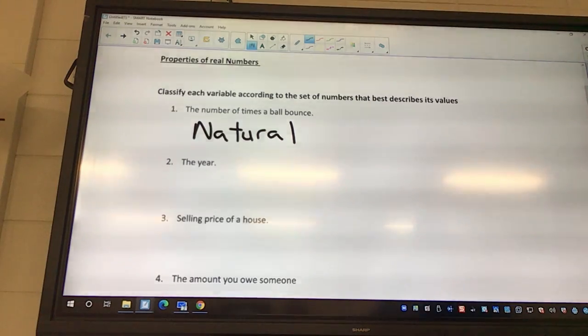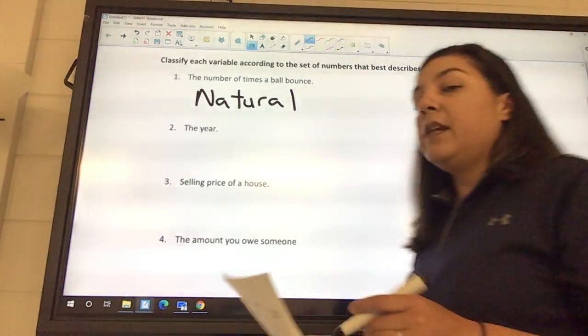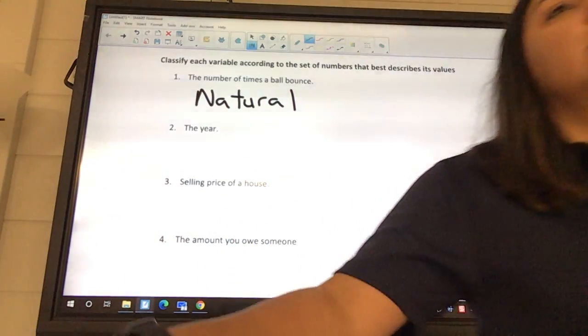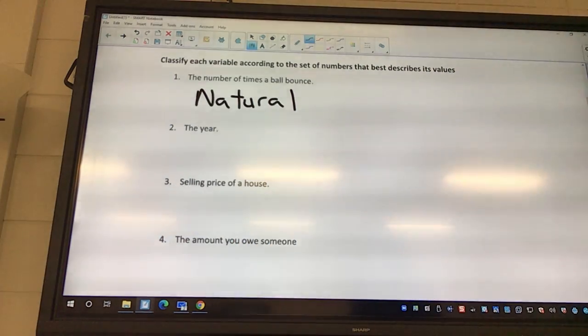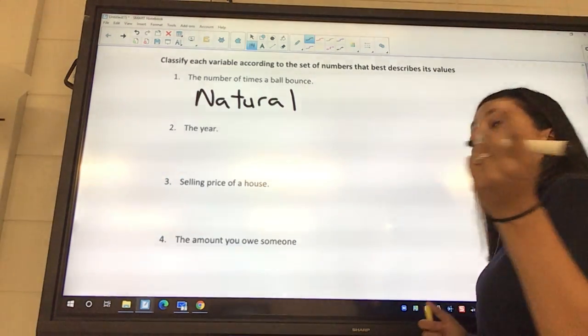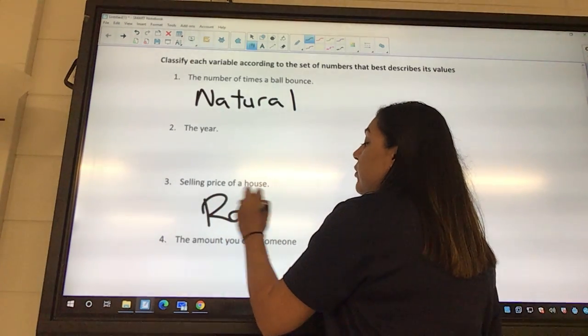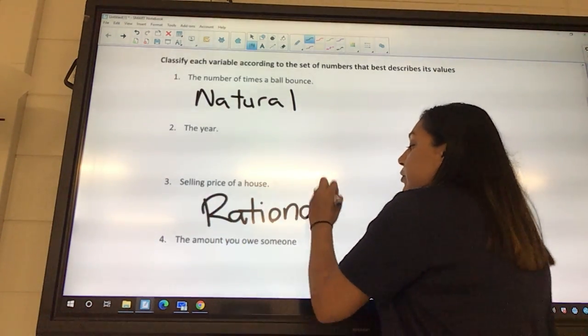The selling price of a house. What about the selling price of a house? What kind of number are prices? Decimals. Decimals, which is what kind of number? It's rational. Anything to do with money is always going to be rational.